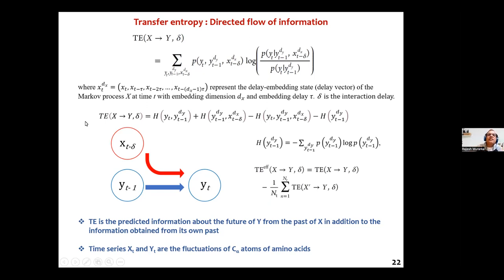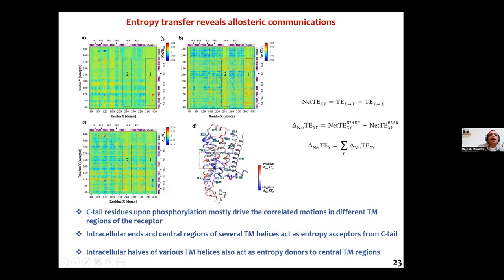Okay, so for this X and Y process, we have used the fluctuations of the C alpha atoms of amino acids. So the fluctuations of C alpha atoms are basically our physical process X and Y, and we calculated the transfer entropy between different residue pairs. And here we plotted the transfer and the net transfer entropy, which is the bit from X to Y. If net transfer entropy is positive, that means X is acting as a source of the entropy transfer and Y is acting as a sink of the entropy transfer.